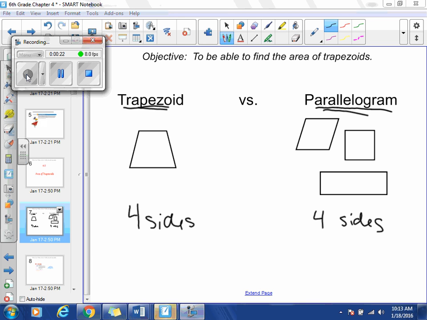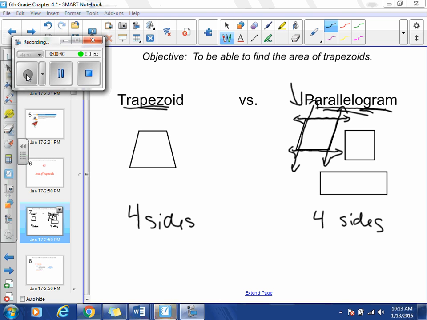The difference between trapezoids and parallelograms is that parallelograms, as we talked about, have exactly two sets of parallel lines. So each of these parallelograms over here has one set of parallel lines, lines that never get closer together, and a second set of parallel lines. And we could do that for all of these parallelograms.